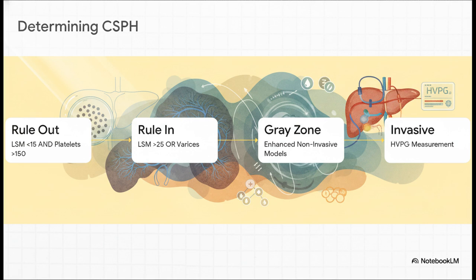Instead, we turn to enhanced non-invasive models. You've got tools like the Anticipate model looking at spleen stiffness, or the NICER model incorporating BMI, or the Vitro score analyzing the von Willebrand factor to platelet ratio. These models calculate individual probability, so you only proceed to step 4, the invasive measurement, if the results will actively alter your surgical plan. Utilizing these gray zone tools effectively saves your high-risk patients from unnecessary invasive procedures while still arming you with absolute precision data.